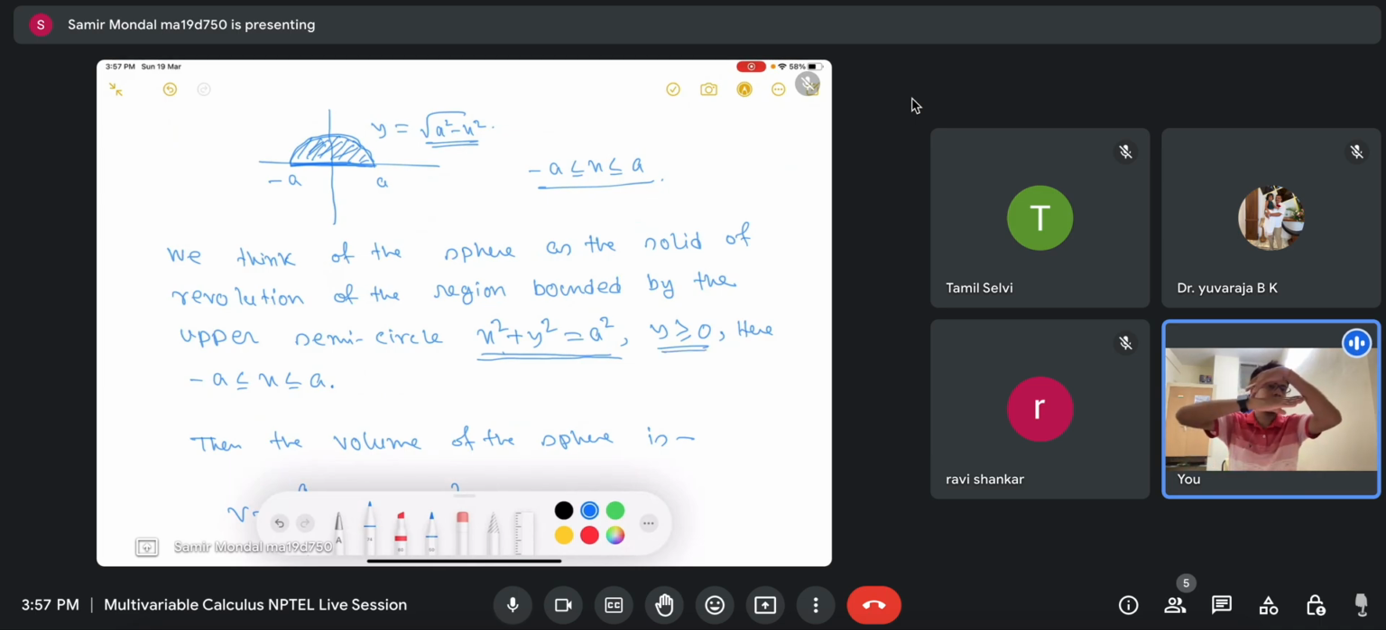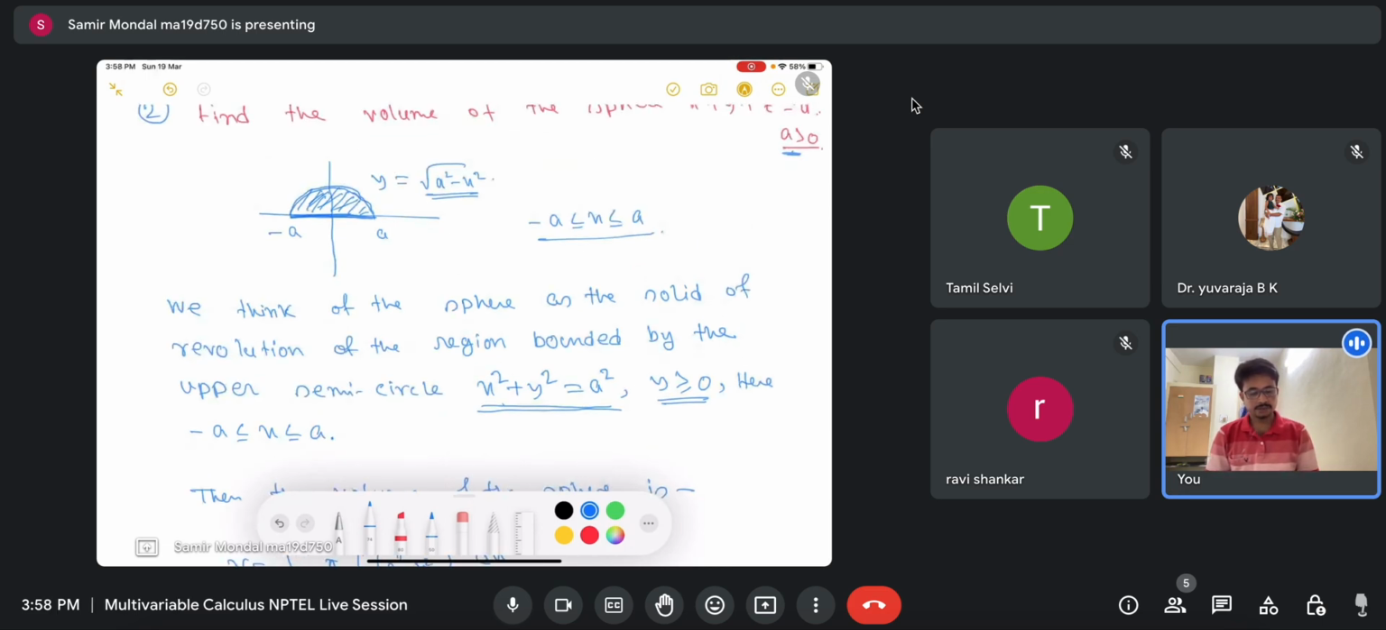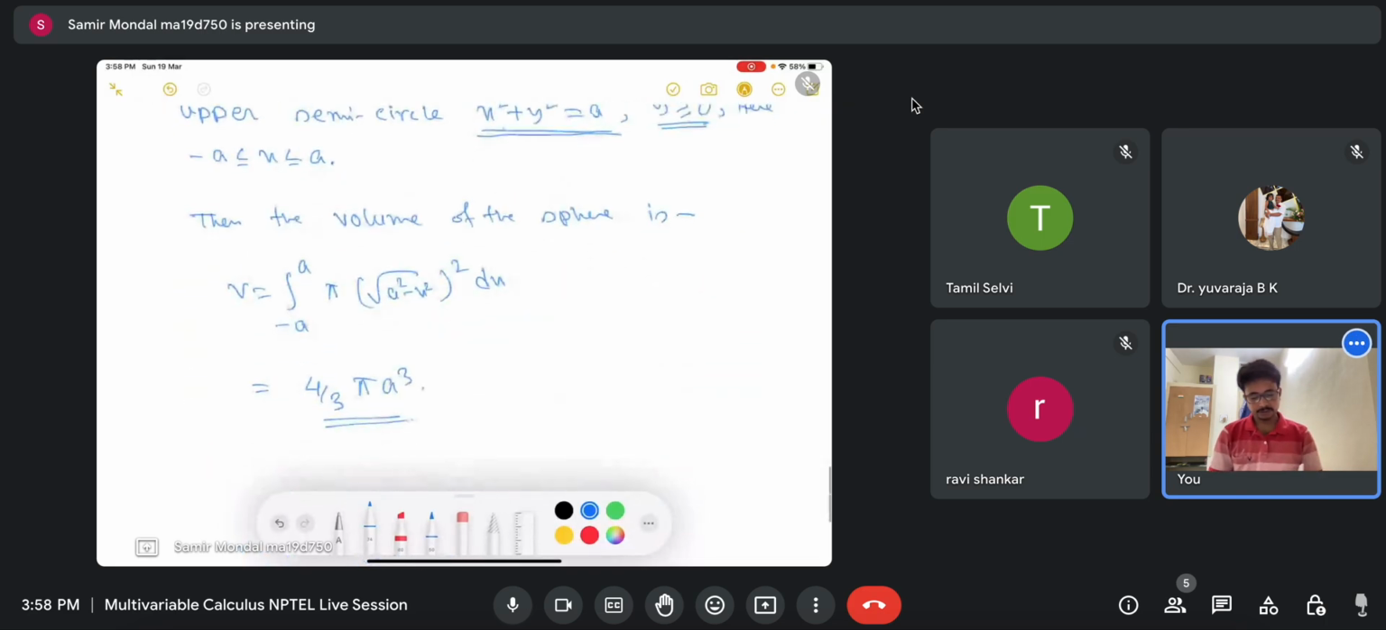We are taking the upper semicircle, so your y will always be positive. So what is the curve? The curve is y equals the square root of a squared minus x squared. Now we know the formula: the volume of the sphere is pi times f of x, the whole square, dx, and your x varies from minus a to a. So ultimately we will get this.